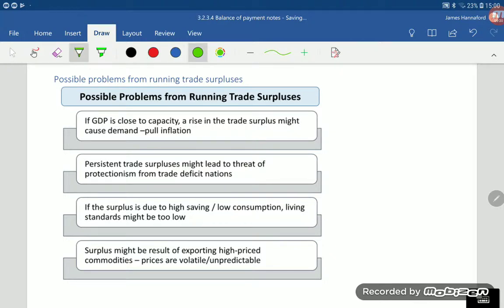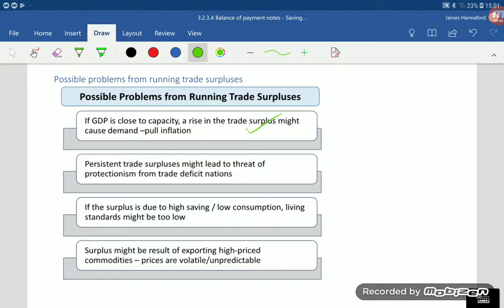There will also be problems from running a trade surplus. For instance, if AD is close to full capacity and we get a rising trade surplus in a country, well, inevitably there's the risk of demand-pull inflation. That is, a positive output gap could be created through the overheating, leading to inflation.